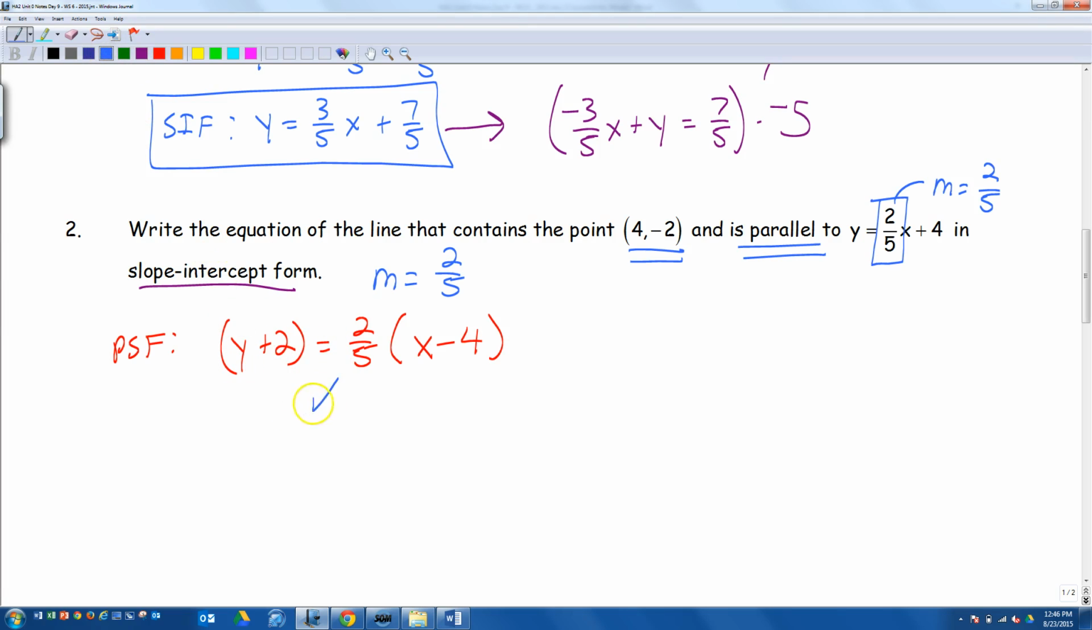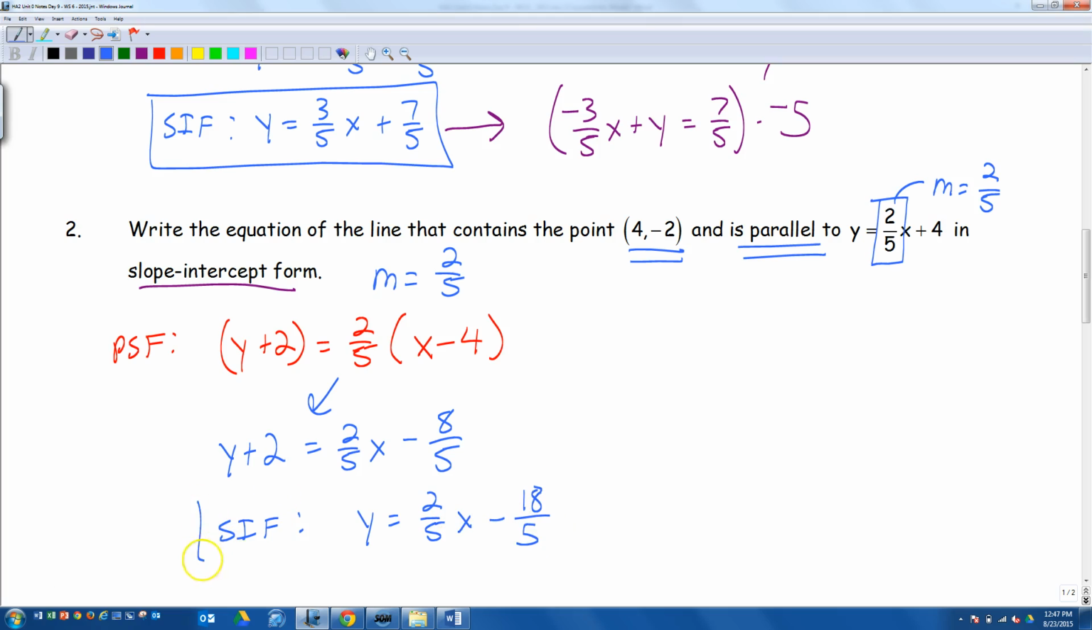So that's where I go this way, and I distribute on the one side. And this becomes -8/5. And then we can move the 2 over by subtraction, and we get our slope-intercept form of y is equal to 2/5 x minus 18/5, if you plug that into your calculator. So that is my final answer. We know they're parallel because the slopes match, and it's in slope-intercept form.